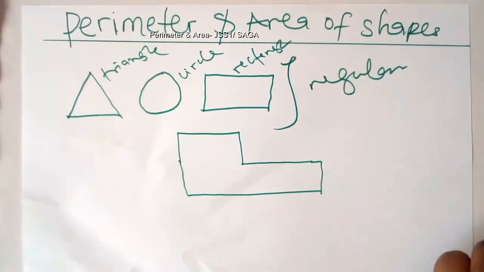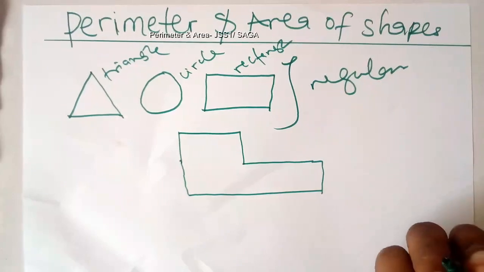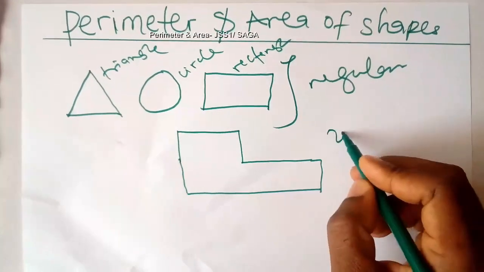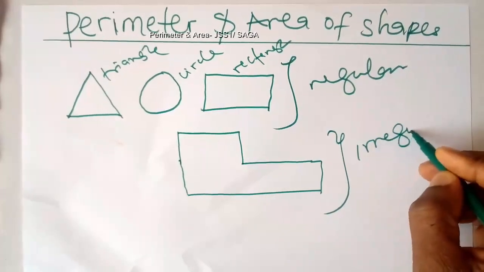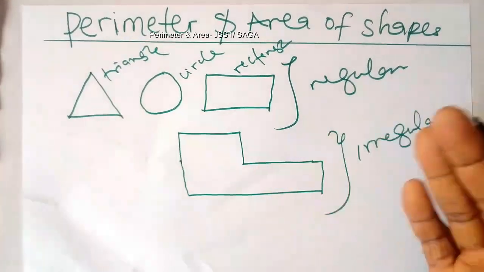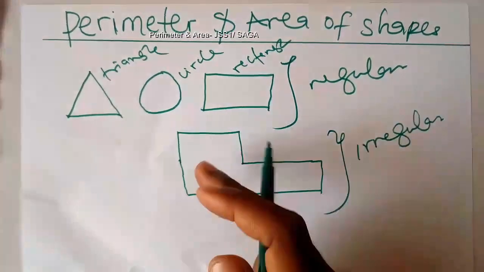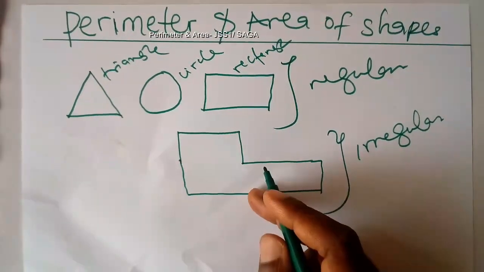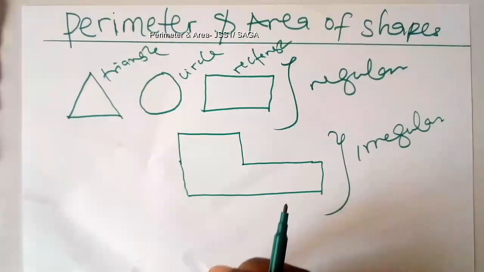Of course, it has no name. What else will you call it? Will you call it rectangle, square, kite? This is what we call an irregular shape, because it does not fall into any of the known shapes. It has no name, and for irregular shapes, we cannot find their areas.